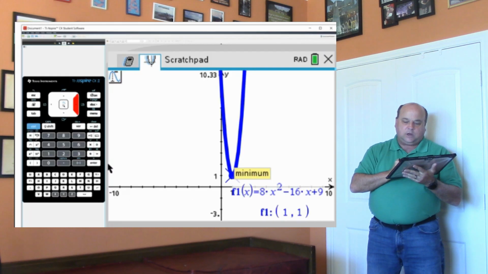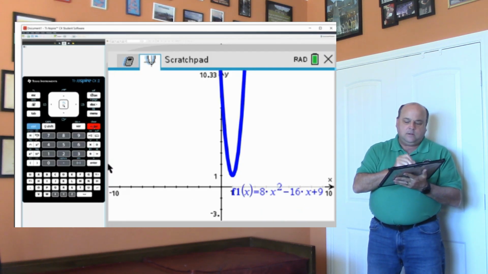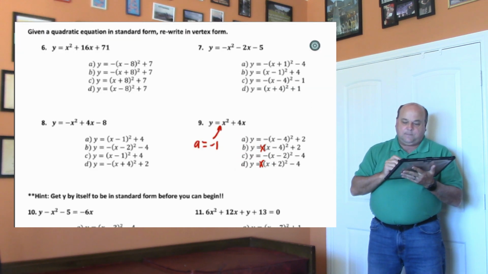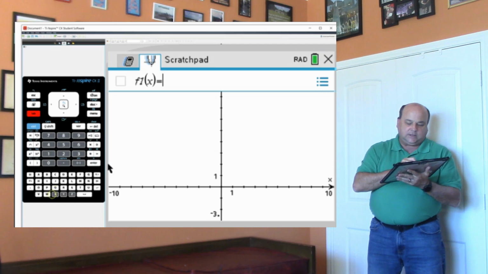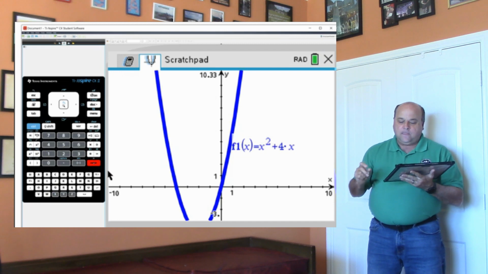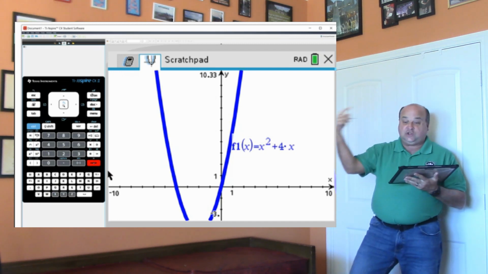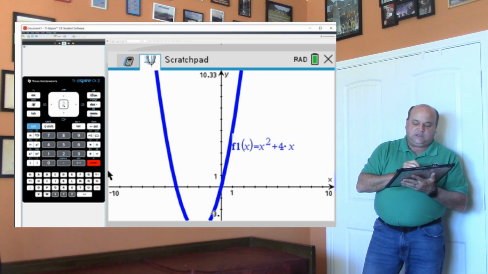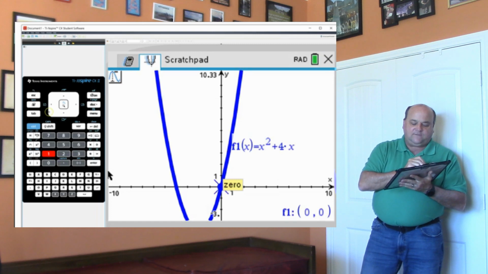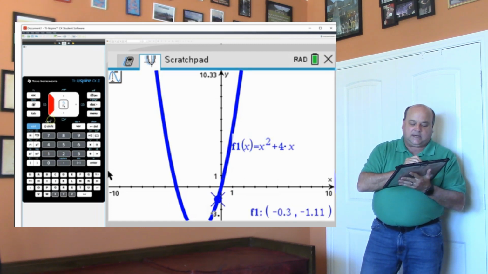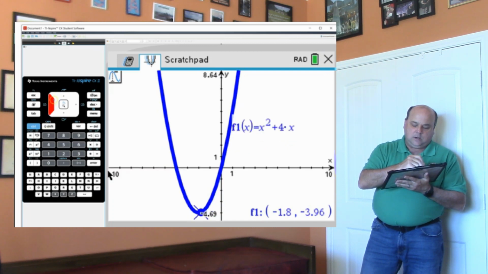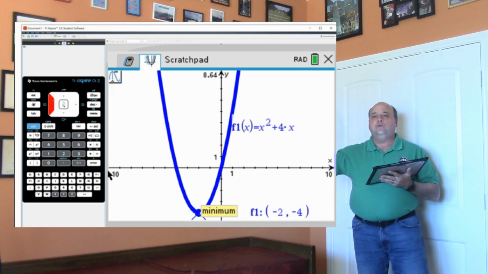Now then, let's graph this. So we're going to go to the calculator, delete, delete, delete, hit enter, then hit tab, and type in y equals x squared plus 4x. Hit enter, and now I need to get to the vertex. It's to the left. So let's go to graph trace, menu, trace, graph trace, and then hit the left arrow button. Notice it starts off at 0, 0, like I said, and we keep hitting the left arrow button until it says minimum. Almost there. Ding, ding, ding. -2, -4.